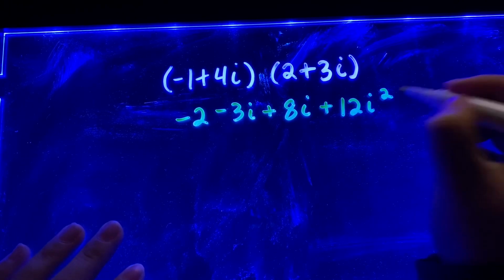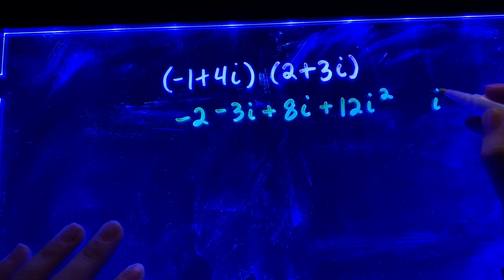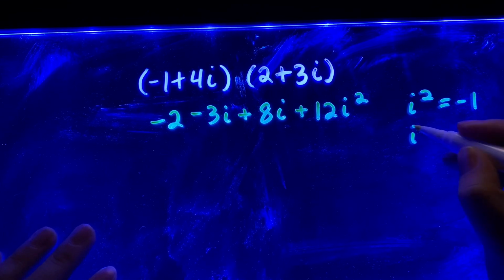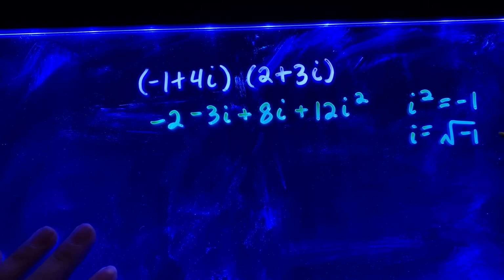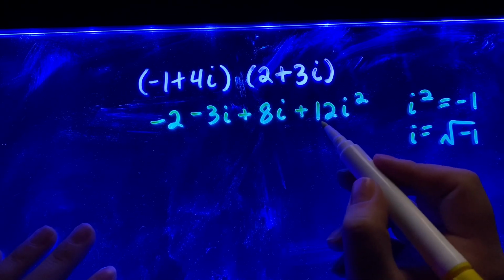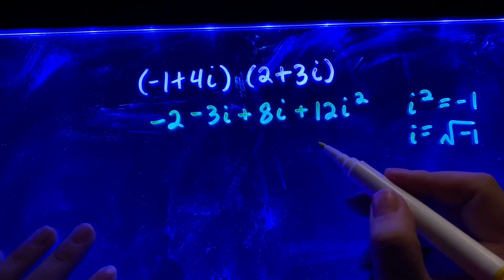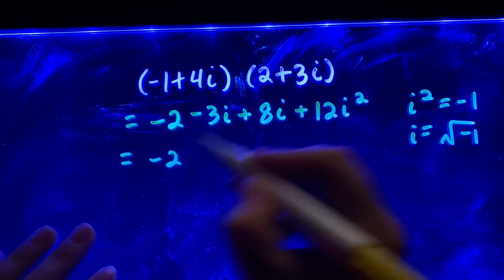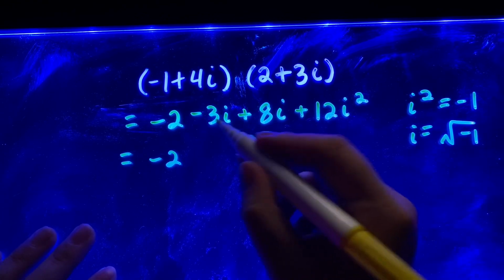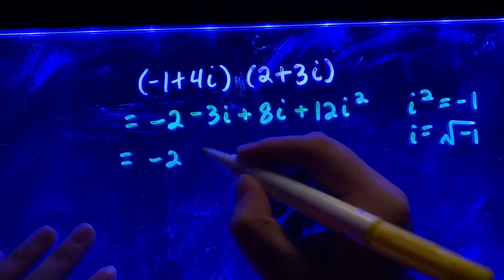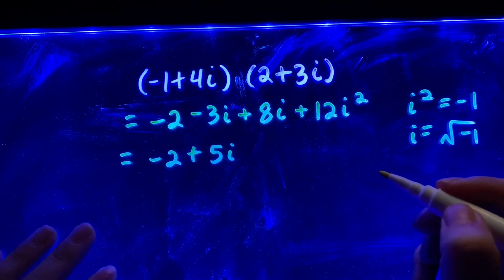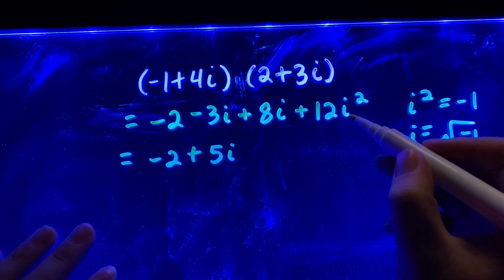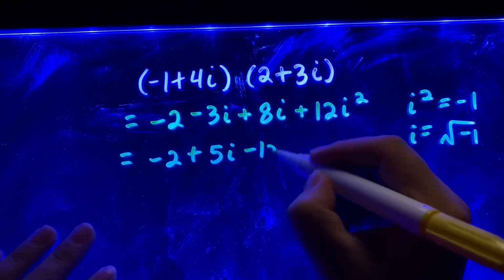Write it out if you need to. i squared is -1. Remember before, i is the square root of -1. So i squared is -1. So this is 12 times -1, -12. Try to pay attention, V. This stuff can save you. -3i plus 8i, positive 5i, plus 12 times -1, minus 12.